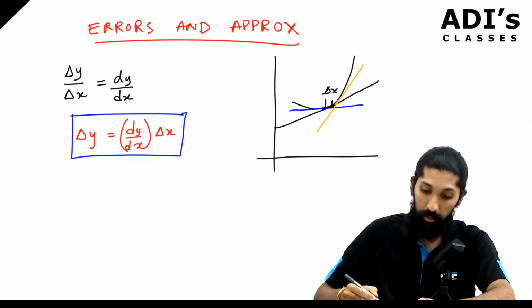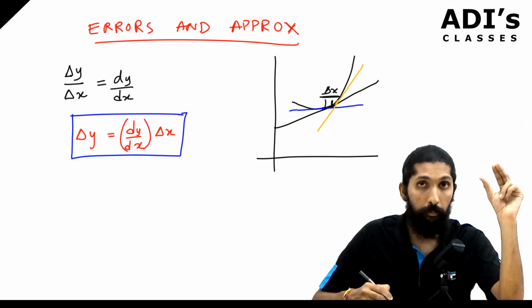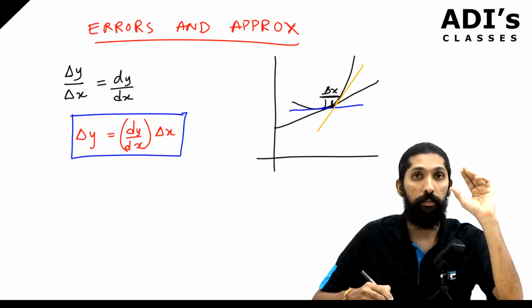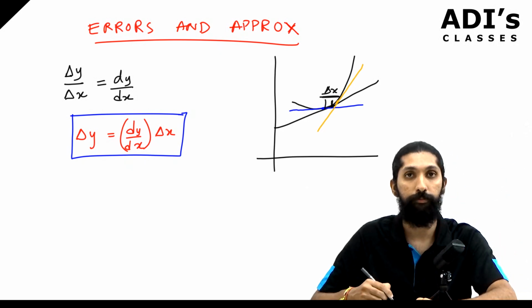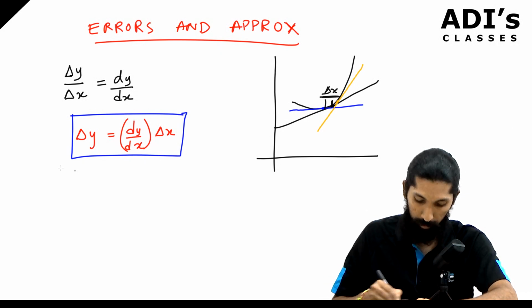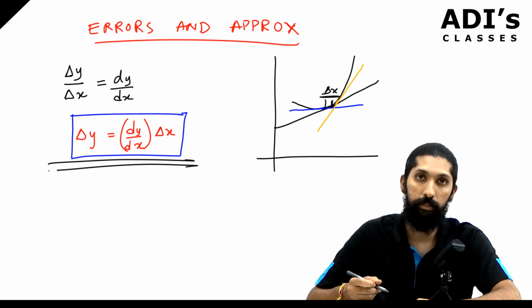In the sense, this delta x is the error. You're trying to minimize the error in such a way that the error in the value of y will also start to reduce. Clear? That is the meaning of this particular formula: delta y is equal to dy by dx into delta x.